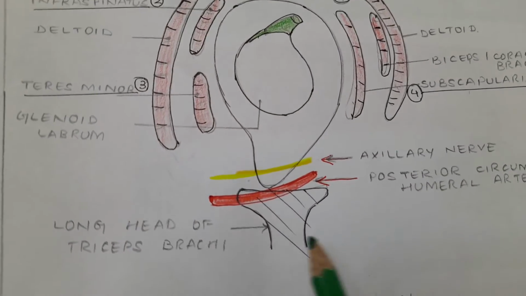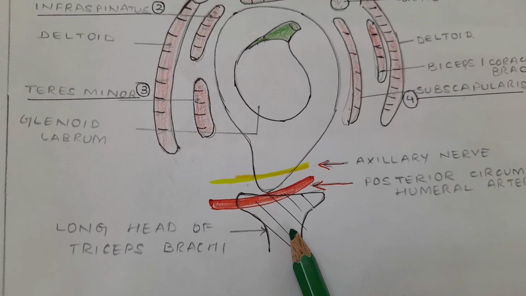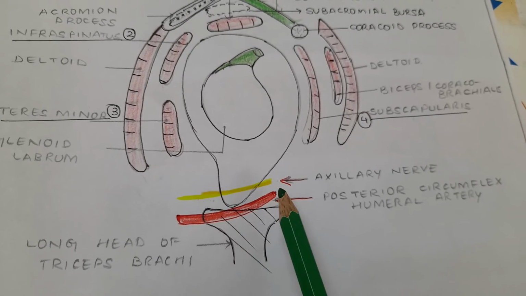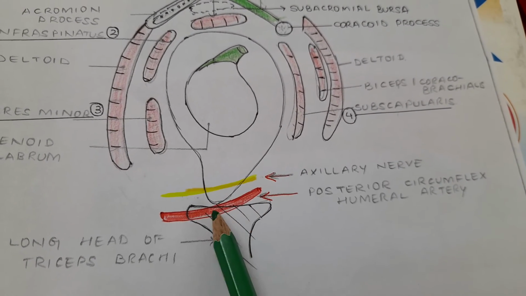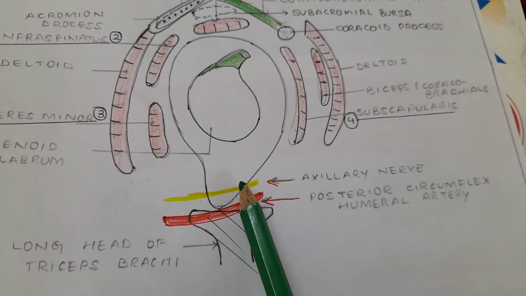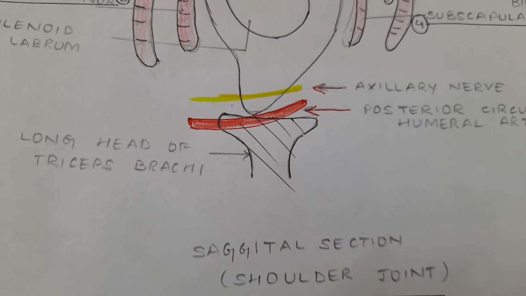The muscle present inferiorly is the long head of triceps brachii, and 2 nerves and 1 artery, called the posterior circumflex humeral artery and 1 nerve called the axillary nerve, pass inferiorly.